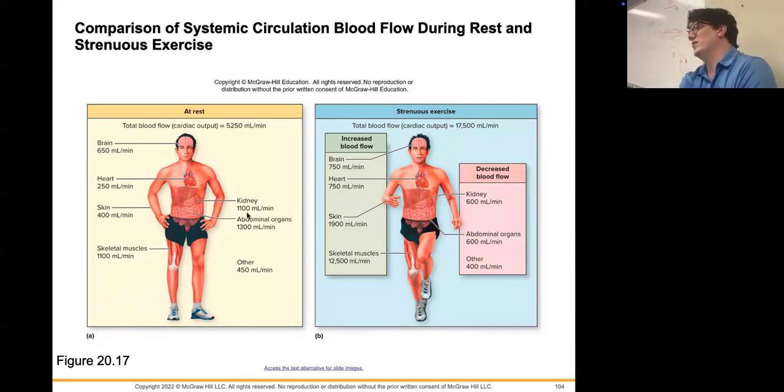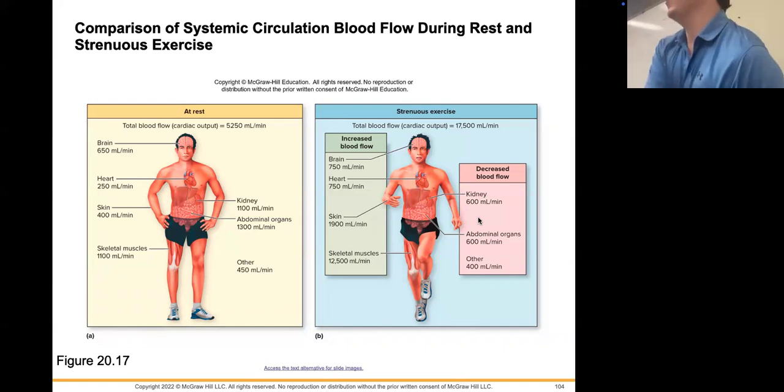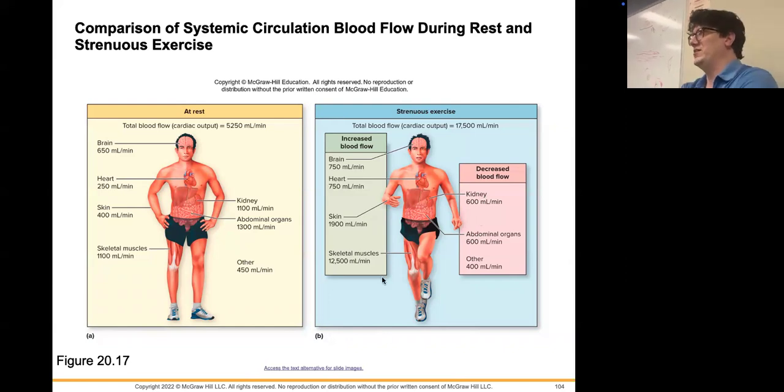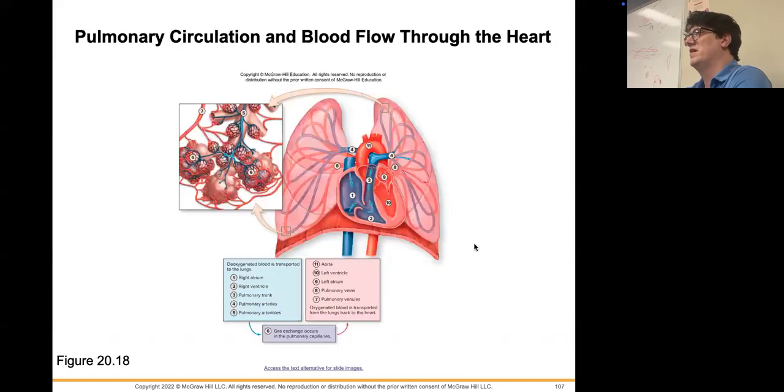But also notice that our blood flow to our kidneys and our abdominal region goes down by half or more. Okay. So that's a big difference too. So big increases in blood flow to the skin, the muscles, and the brain, as well as the heart, while we decrease blood flow to visceral organs like your kidneys and abdominal organs.